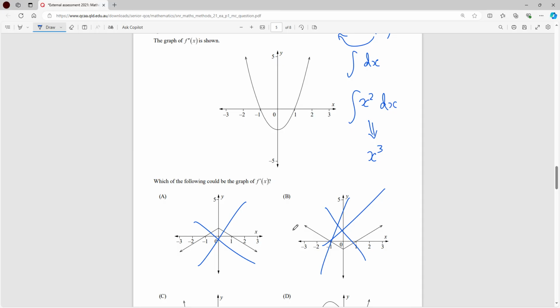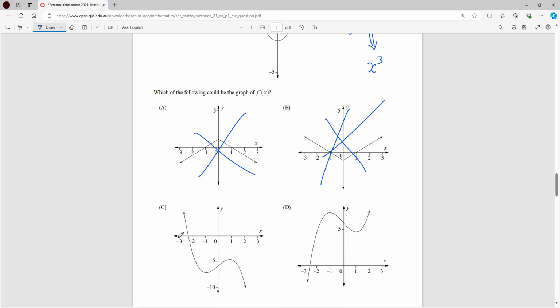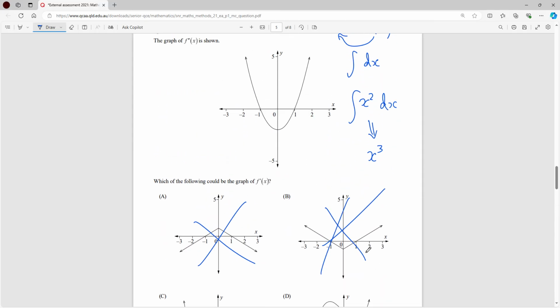Now here, we need to compare the gradients of these two because it could be either of them, okay? Now notice here, these will be the turning points of f of x, okay? Because if we think of a normal function, so let's say this is f of x, these guys would be the x-intercepts of my first derivative, okay? Now the same rule applies with the second derivative. The turning points of my derivative will be the x-intercepts of my second derivative, okay?